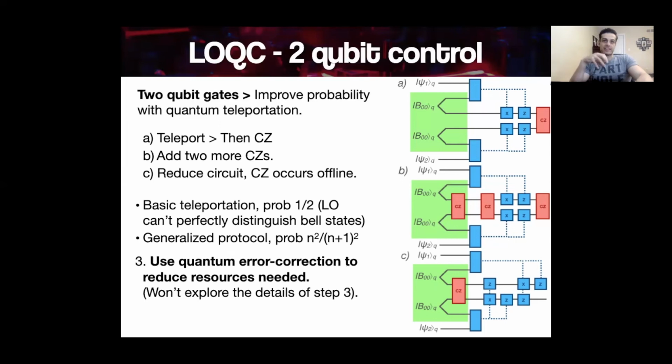So this doesn't scale particularly well at first, but if you use quantum error correction, you can reduce the resources needed, and it makes it scale at least enough to be able to do some quantum computing with it. So that's the 2-qubit gate, and we've now achieved universal control of our dual rail encoded qubits.